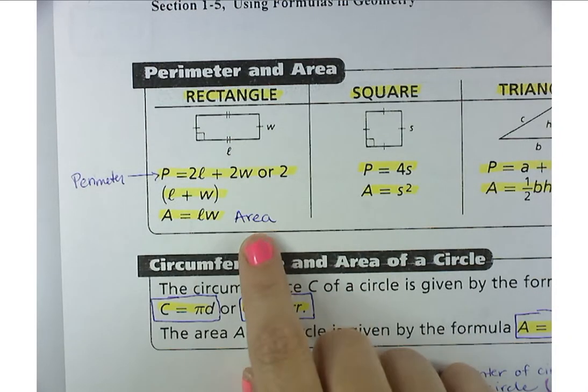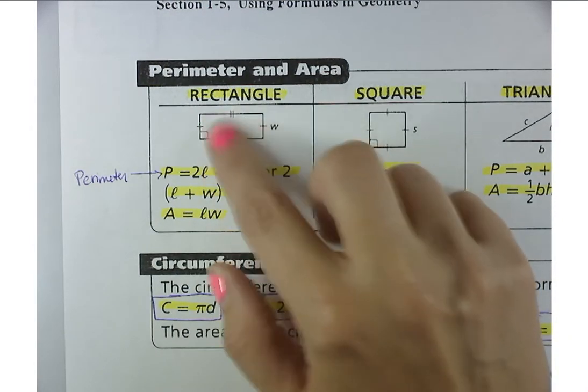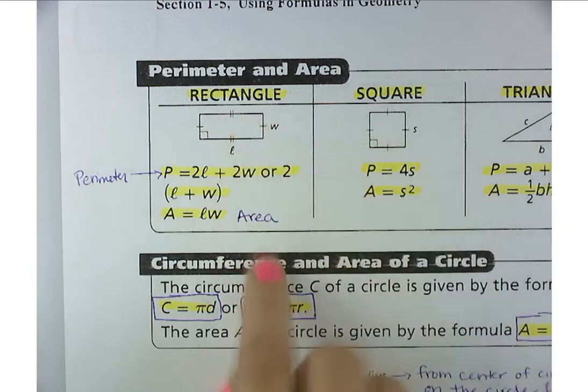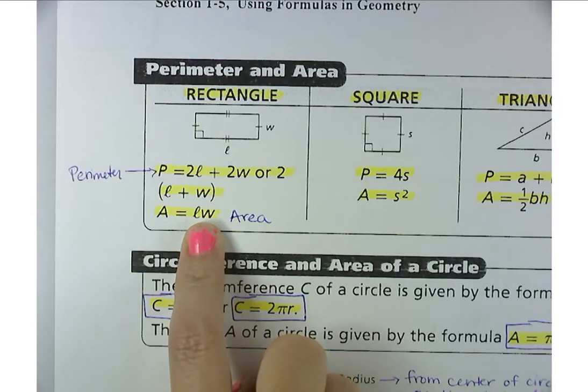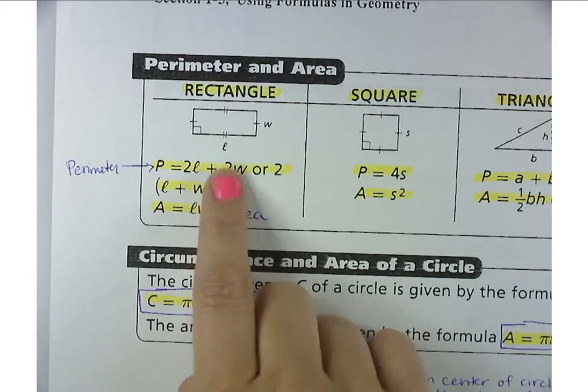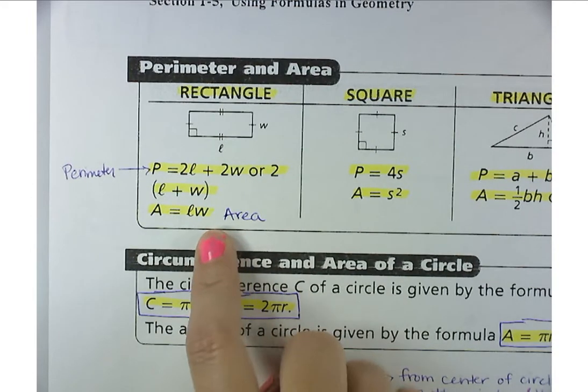Okay, the area is going to be the distance of what is inside that shape. So to find that, you have to multiply length times width, or you may have heard base times height. Okay, so you have the perimeter formula, and then you have the area formula.